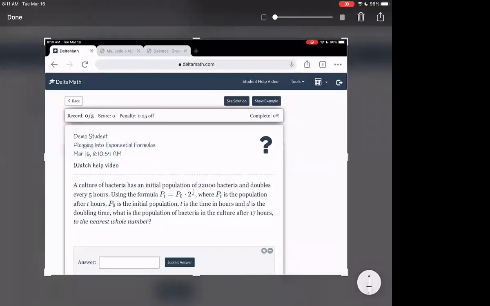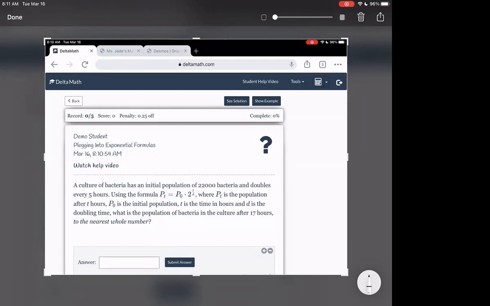Let's read this situation. It says, a culture of bacteria has an initial population of 22,000 bacteria and doubles every 5 hours. Using the formula P of T is equal to P0 times 2 to the power of T over D, where P of T is the population after T hours, P0 is the initial population, T is the time in hours, and D is the doubling time. What is the population of bacteria in the culture after 17 hours to the nearest whole number?